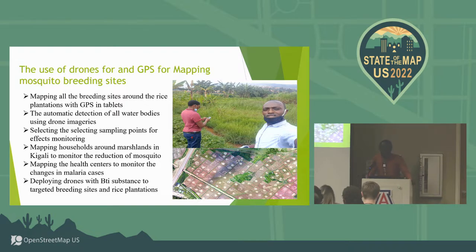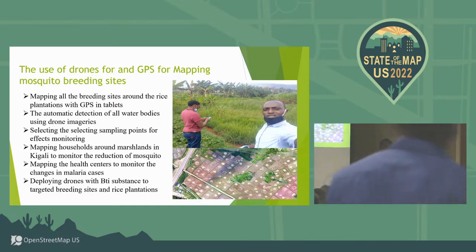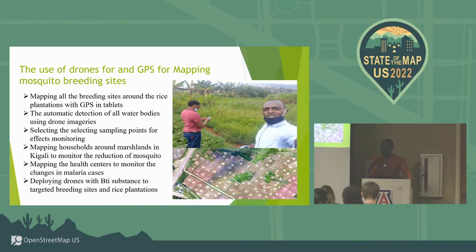Also, as it was a project that we needed to show had an effect, we've been working with measures to monitor the changes from what we've been doing. So we had to select some points in that marshland of rice plantation where we would always be taking information about how the mosquito larvae are changing in the water bodies.